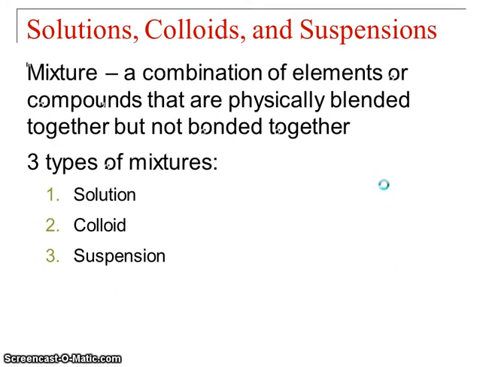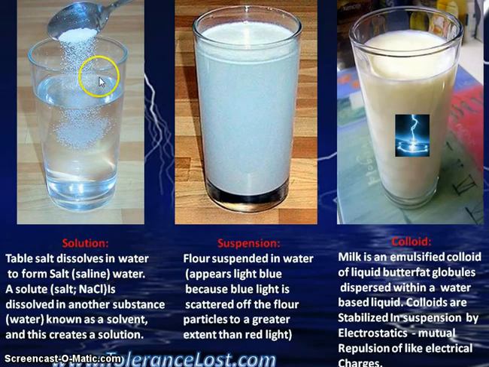Now let's look at the 3 different types of mixtures that we can make. When we put these compounds together physically, like we mix them up, but they don't have chemical bonds. You've got solutions, colloids, and suspensions. So a solution, like an example, table salt, salt water, is where you have this solvent, like the water, and things dissolved in it, the solutes. And when those are together, it's called a solution.